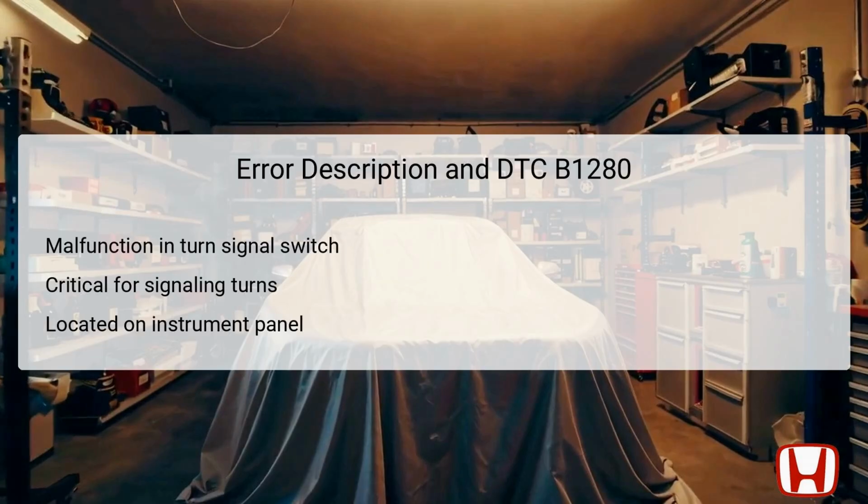The DTC B1280 signifies a malfunction in the turn signal switch circuit. The affected component is the turn signal switch, integral for controlling the vehicle's turn and lane change signals. It is positioned on the steering column or instrument panel for easy access during operation. This switch, when activated, completes the circuit to illuminate the relevant turn signal lights.